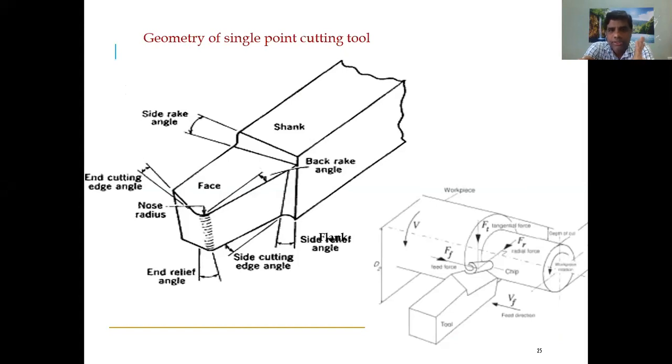Whenever anybody asks you about the geometry of the cutting tool, this is a typical geometry. This is actually the lathe tool. But if any question comes on the normal tool, you just need to remember this diagram. In this, different portions are there. You can see the shank. Basically, whatever the structure, this is completely the cutting tool.